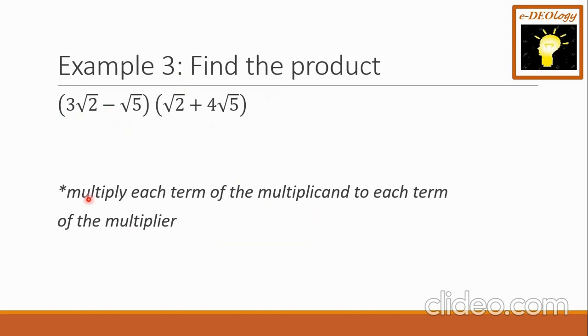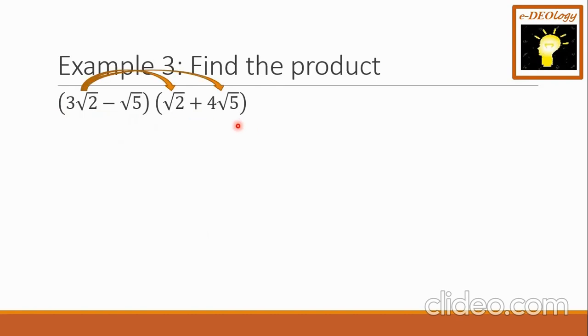As per the rule, we will multiply each term of the multiplicand to each term of the multiplier. So the first group is the multiplicand, the second group is the multiplier. If I'm going to take the first term, I'm going to multiply this to the two terms of the other group. After that, I will take the second term of the first group, then multiply to all the terms of the second group. So let's start with the first term.